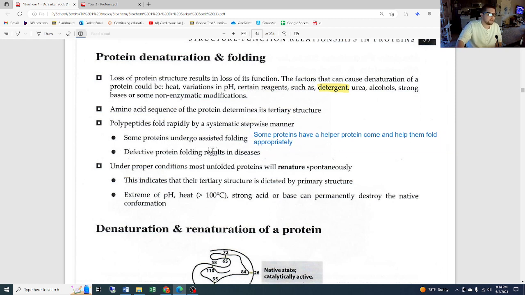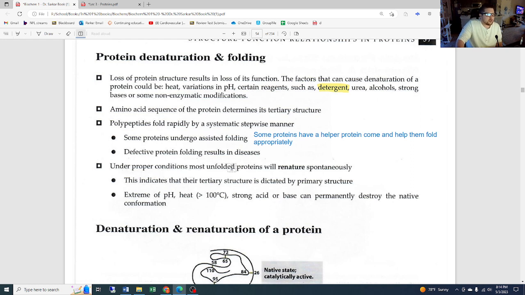So defective protein folding results in diseases. If we have issues producing specific proteins, that's when we're going to have specific diseases. And we'll name a couple of those diseases in this class, where you have issues either processing certain proteins, breaking them down, building certain proteins, or being able to work with certain amino acids.